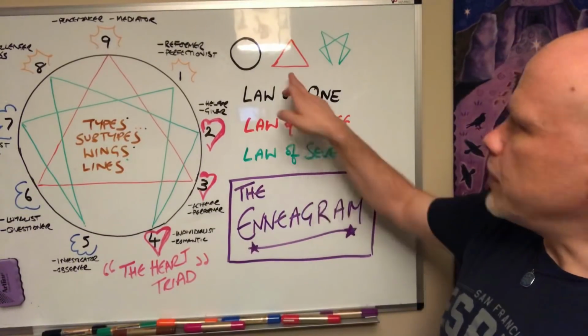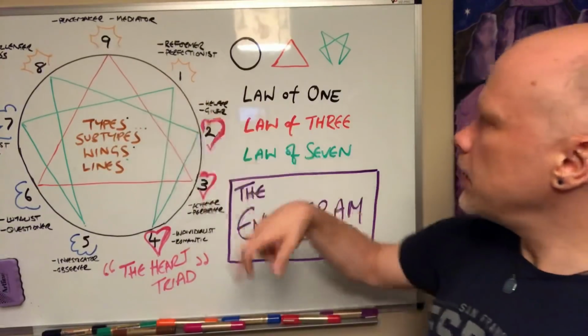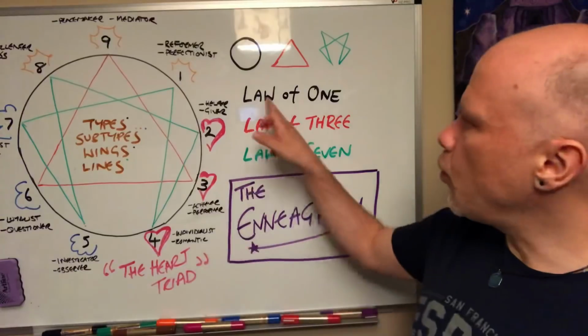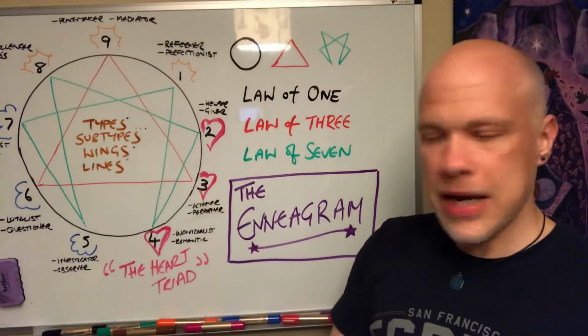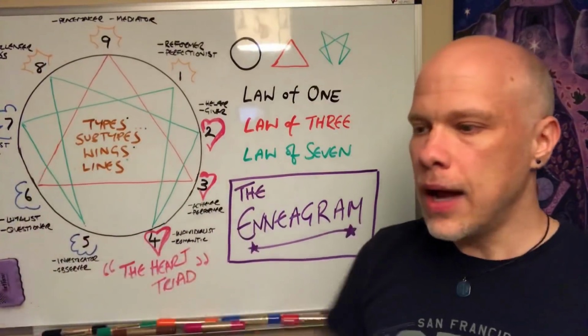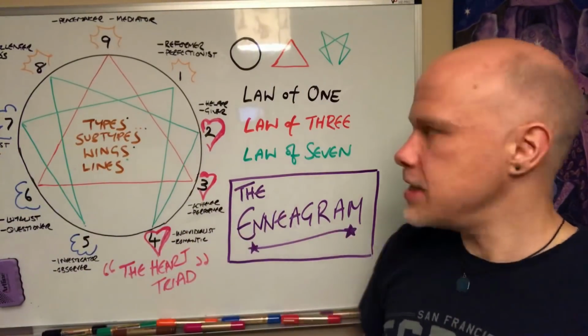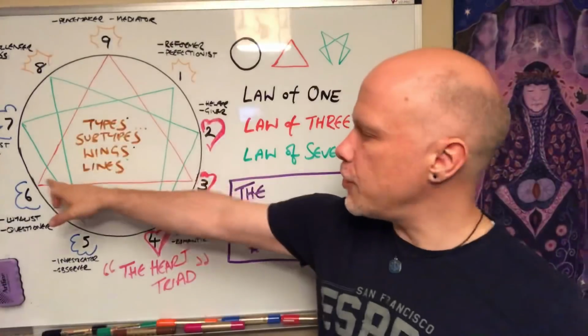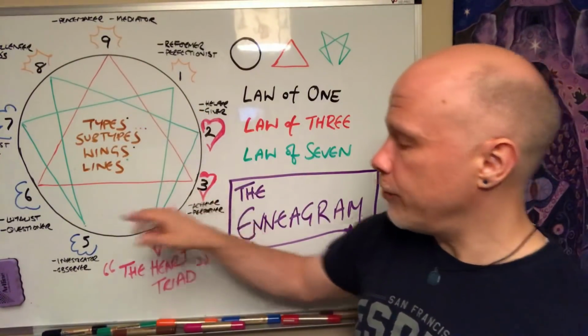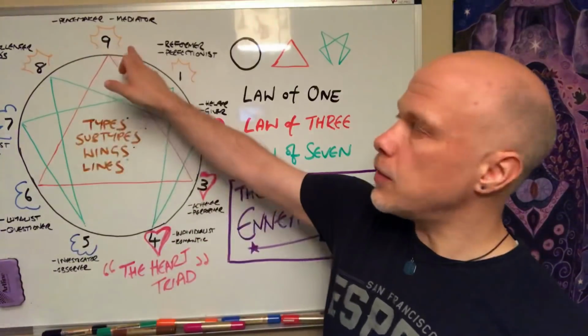Then we have the law of three, and that's represented by the triangle in the middle there. The interesting thing about the law of three is that if you take 1 and divide it by 3, you get that rather interesting decimal 0.333333. So threeness contains itself, and you'll see that each of the points on the triangle are divisible by 3. So we've got 3 itself, we've got 6, which is 2 3s, and we've got 9, which is 3 3s.